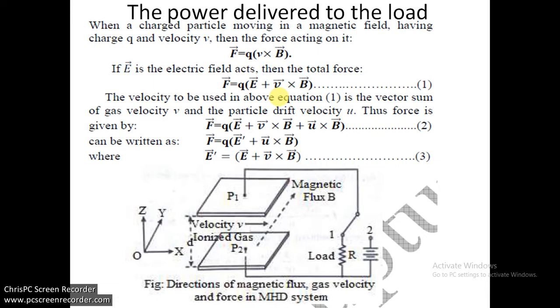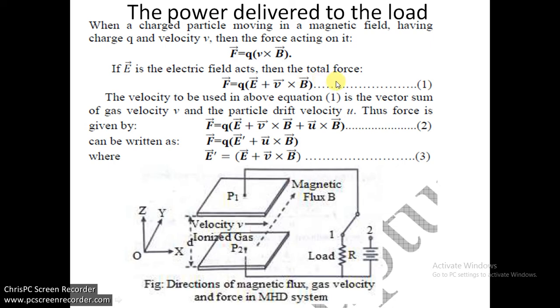In this equation we can see the velocity v is the vector sum of gas velocity v and the particle drift velocity u. Up to equation 1 we have used the gas velocity, and for the stream of gas we have just ignored the drift velocity.